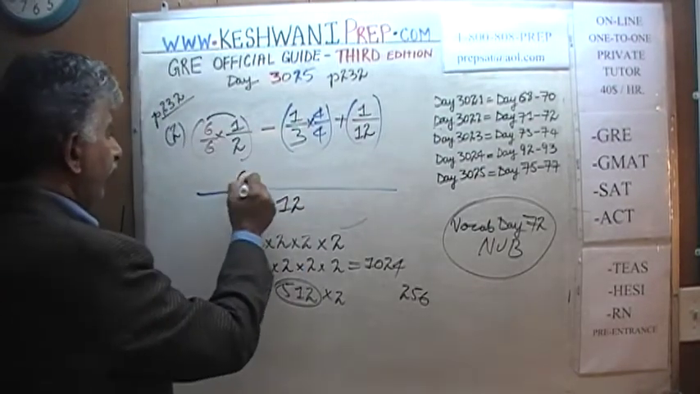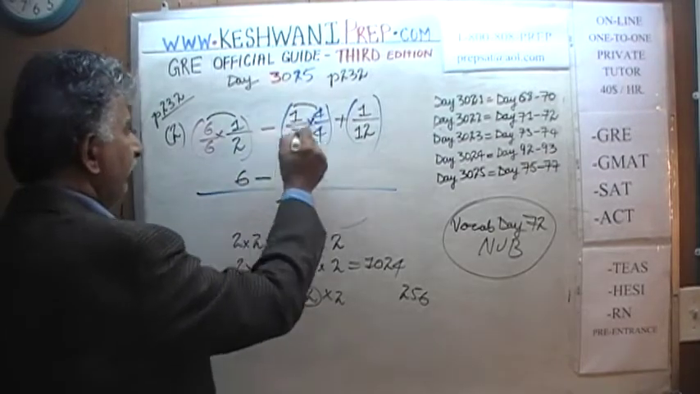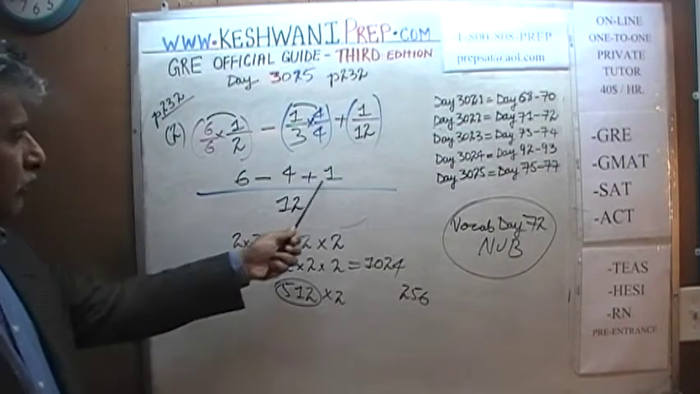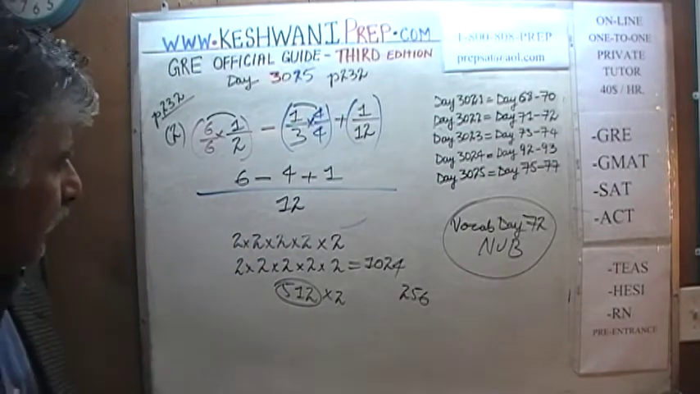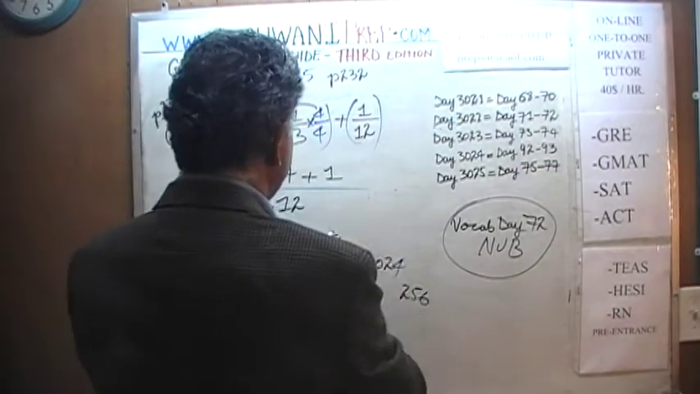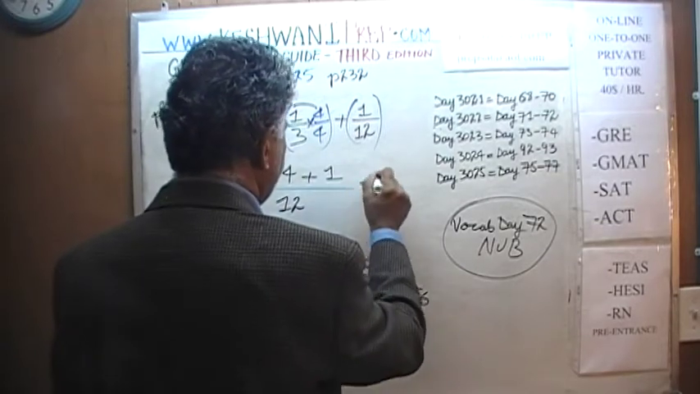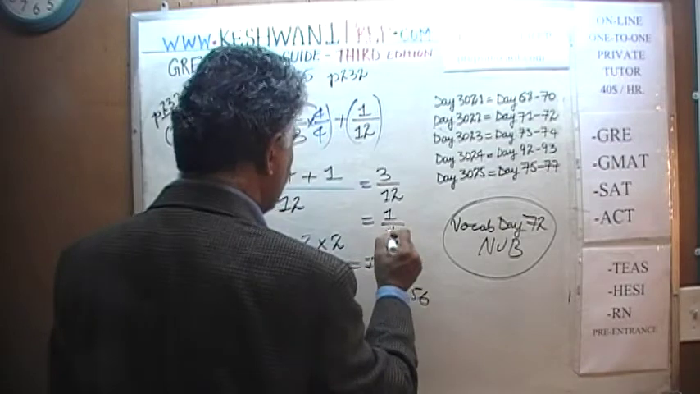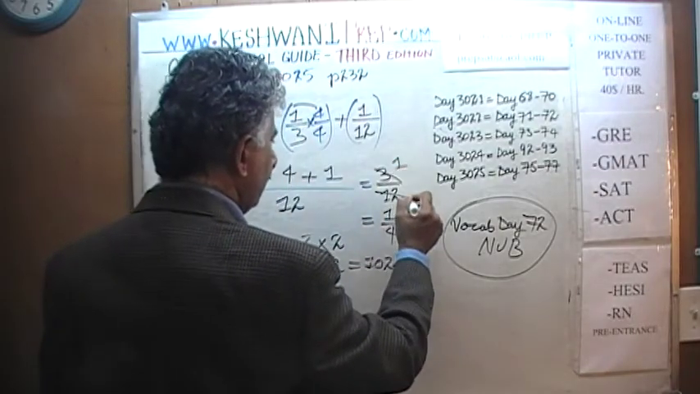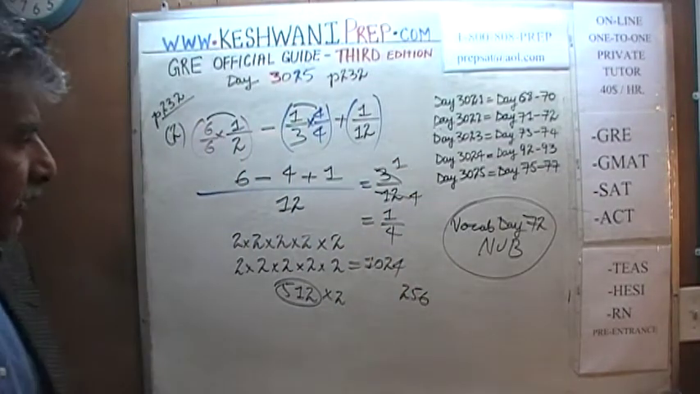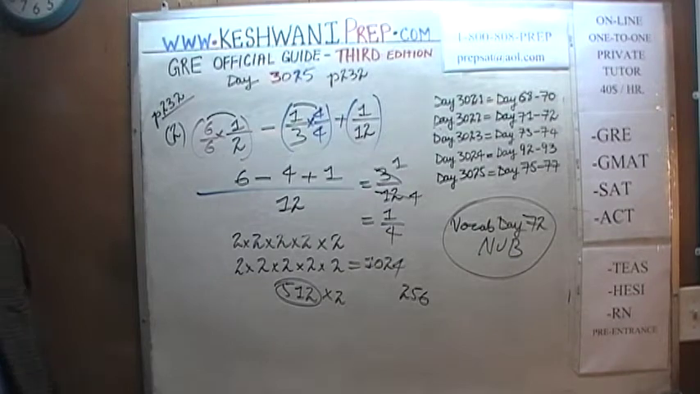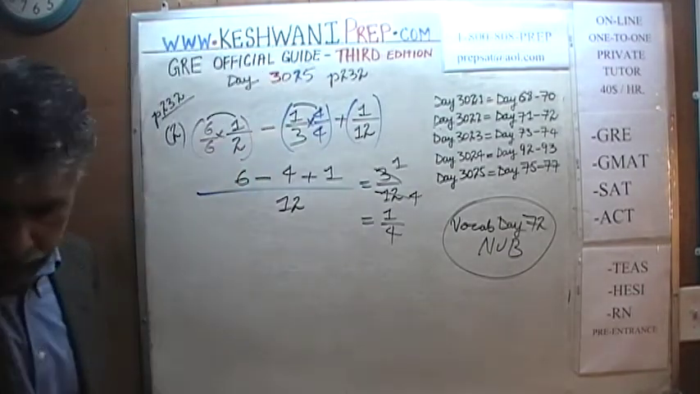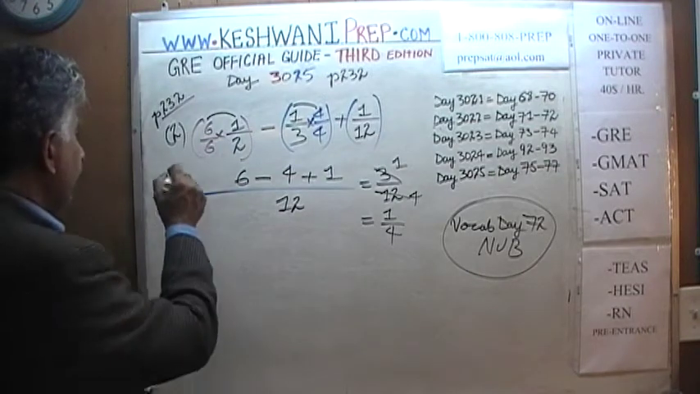6 times 1 is 6. Minus 1 times 4 is 4. Plus 1. 6 minus 4 is 2. 2 plus 1 is 3. So we get 3 over 12, which reduces to 1 quarter. Divide top and bottom by 3, and it reduces to 1 quarter. So the answer to that problem is 1 quarter. That was 2A.